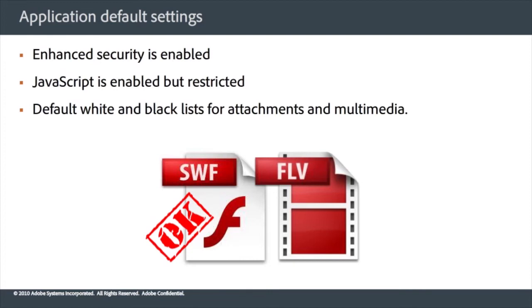There are default white and black lists for application types that can be launched from an attachment: multimedia types, multimedia players, JavaScript APIs, and network protocol access. This gives you very granular control over more interactive elements of Acrobat Reader and the PDF files themselves.